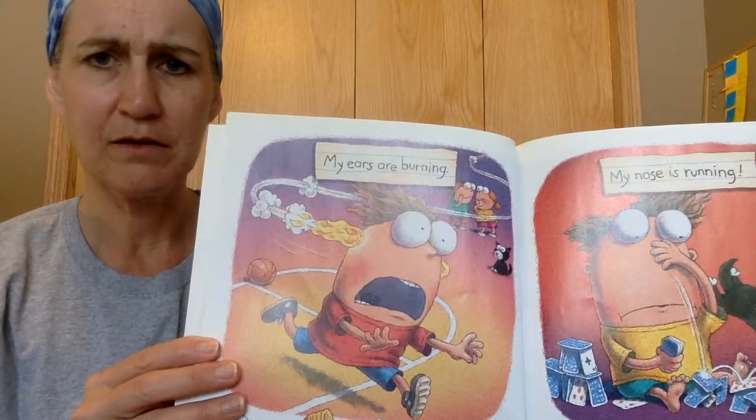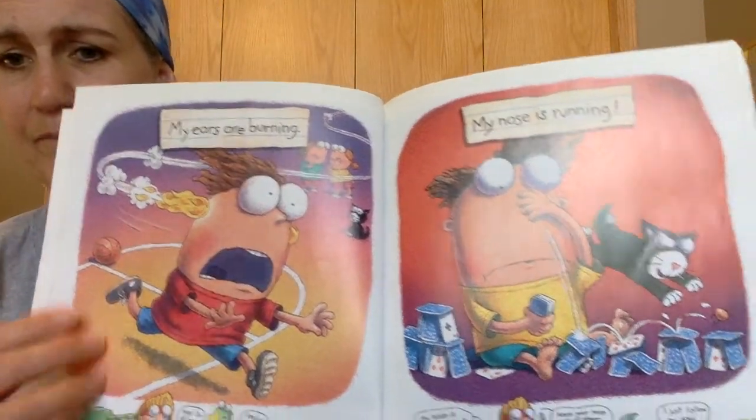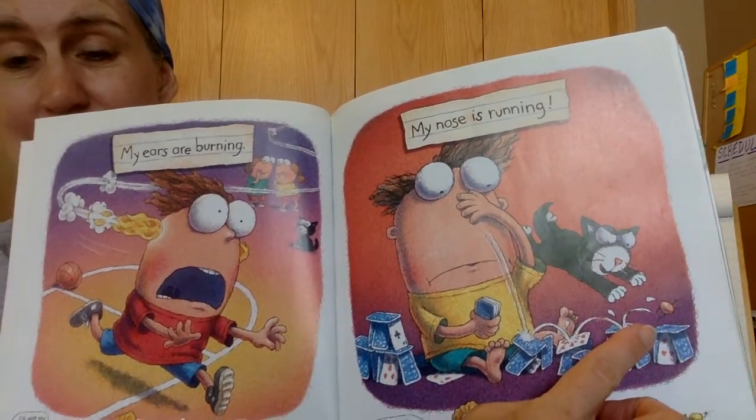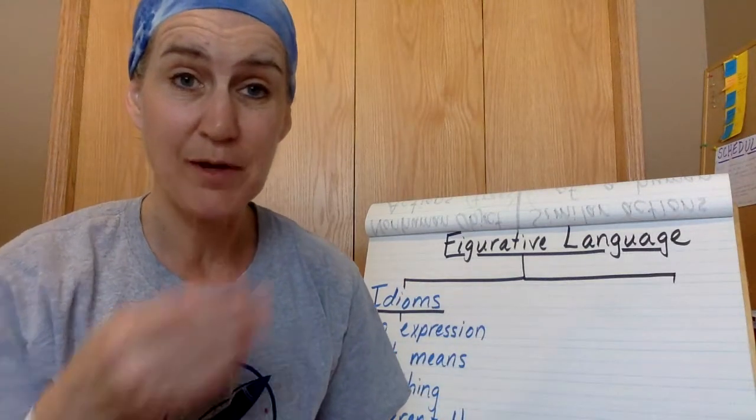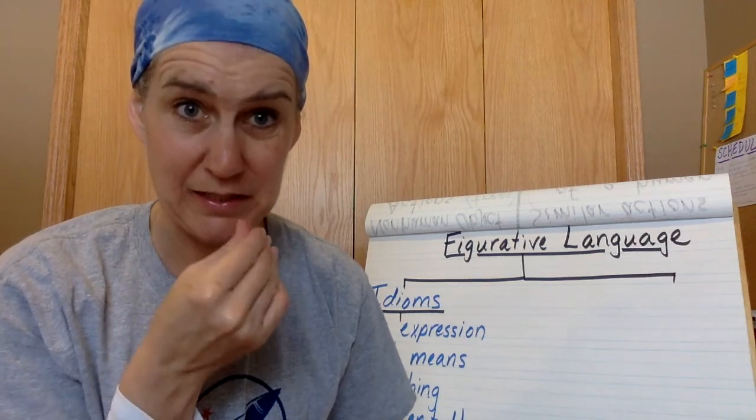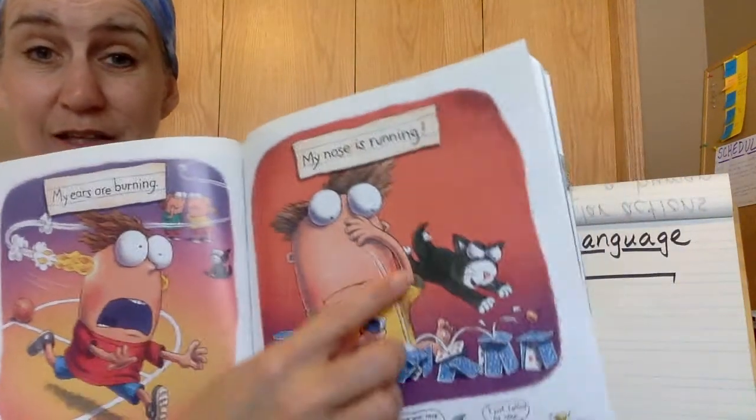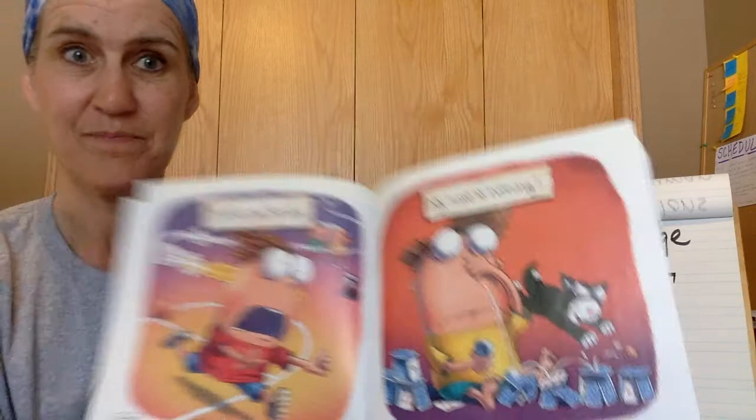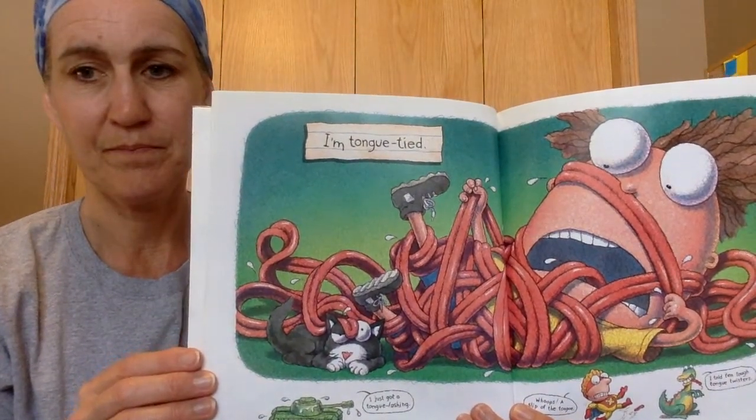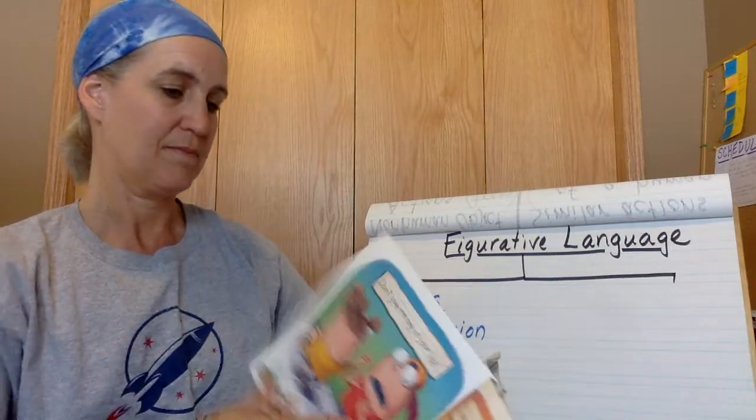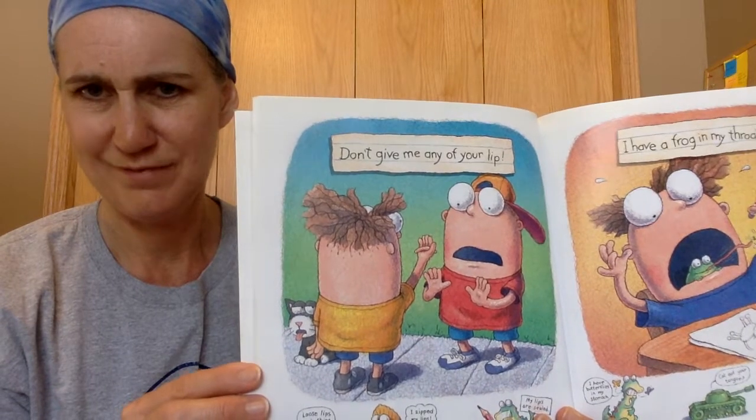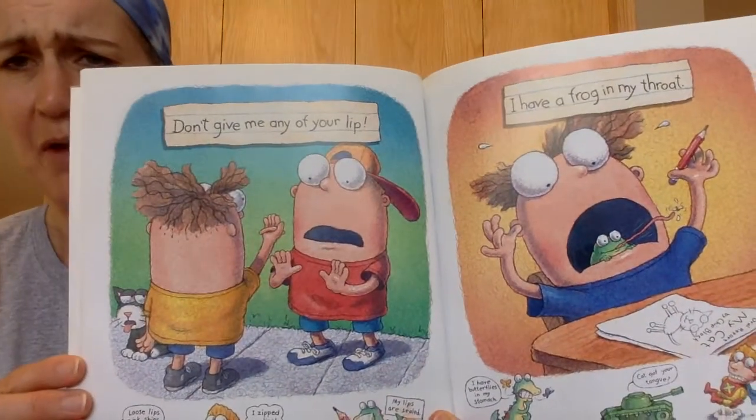My ears are burning. My nose is running. Do you see the nose with legs? We know if we say my nose is running, that means like there's stuff coming out of my nose and I need a Kleenex. But if you take it literally, my nose is running, that's an idiom. I'm tongue-tied. Don't give me any of your lip. I have a frog in my throat.